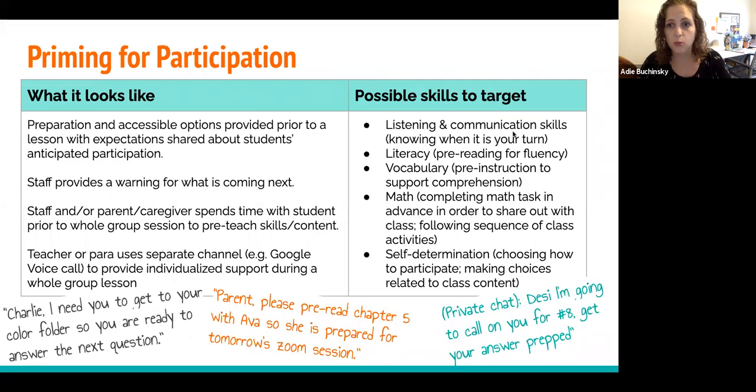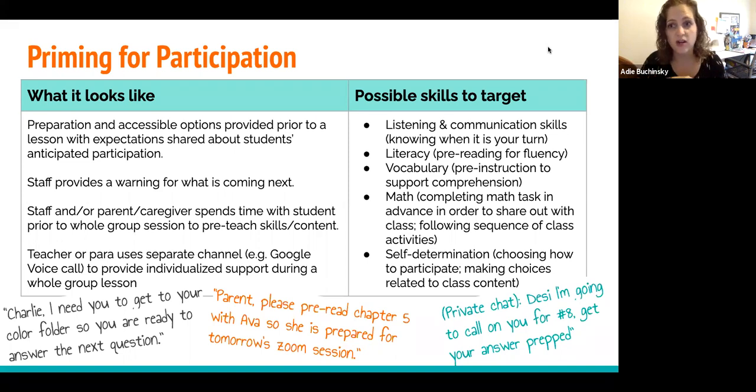And we can also prime students for participation. This is a great strategy in brick and mortar schools and in our digital platform. So what it looks like is having the accessible options provided to students in advance and a warning provided from the staff of what's coming next. So that might look like some of these examples at the bottom.